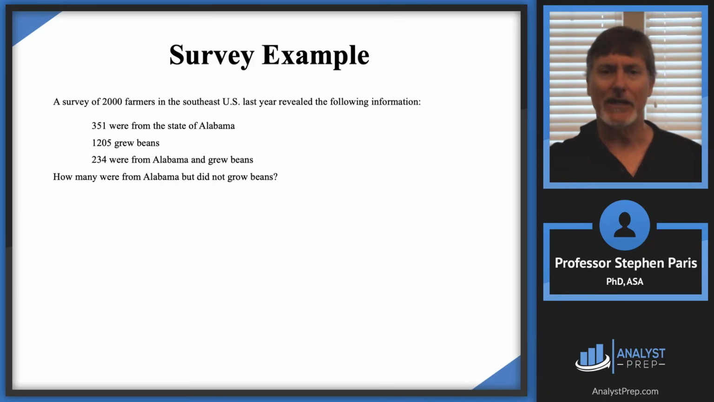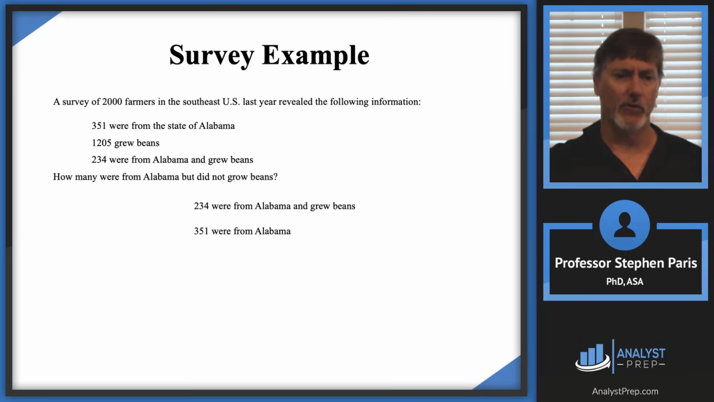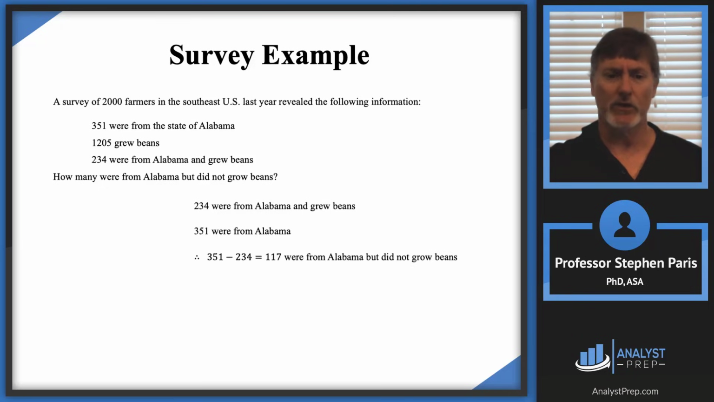Now, you really don't need any special tools to do this. We can just logically think through the process and the answer. I've got 234 that were from Alabama and grew beans, and I'm told 351 total were from Alabama. So the difference, or 117, must be those who were from Alabama but did not grow beans. So there's nothing special that I did here to get that answer.